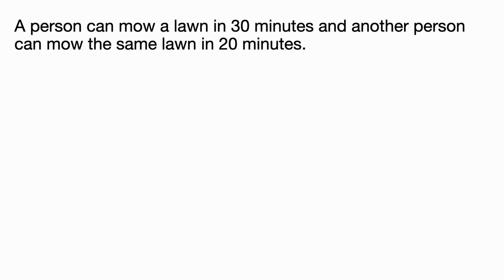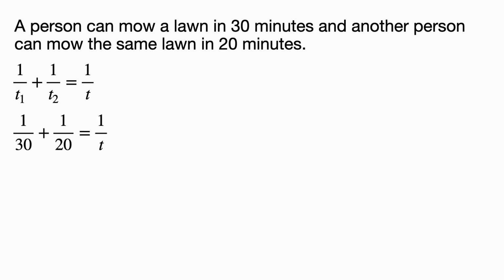Let us begin by reading the first part of the problem again. A person can mow a lawn in 30 minutes and another person can mow the same lawn in 20 minutes. To set up our equation, we begin with 1 over t sub 1 plus 1 over t sub 2 equals 1 over t, or the total time. And now we'll put in the numbers for each person to mow that lawn, and we will have 1 over 30 plus 1 over 20 equals 1 over t.